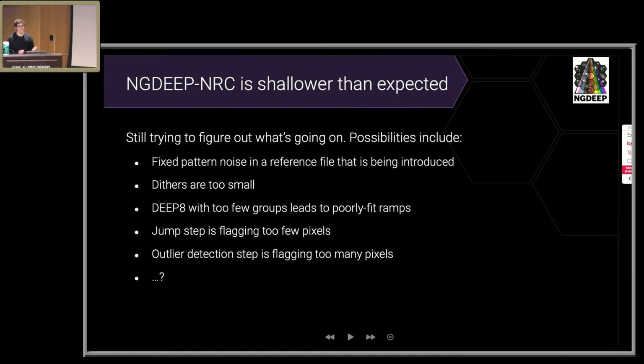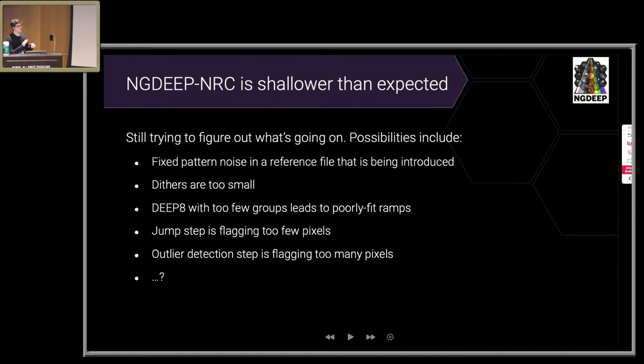It's certainly the case that our dithers are too small. We're highly constrained by the nearest prime, so we can't dither too much or else the nearest sources will go off the detector. It'd be wonderful if we could have larger dithers, but we don't. It could be that we're using Deep 8 with too few groups, in which case we learn from our mistakes, and maybe best practices moving forward could come out of this.